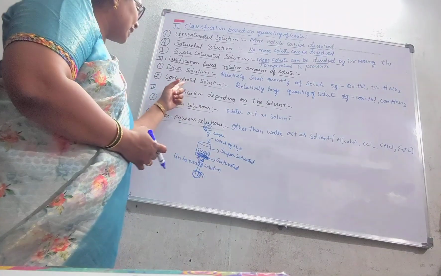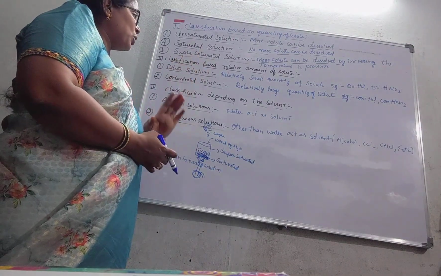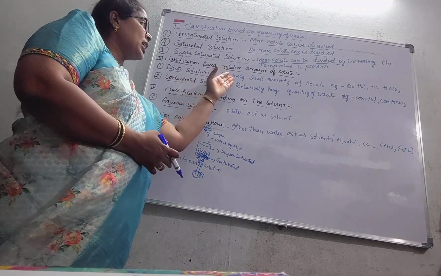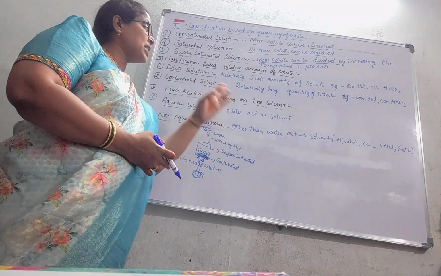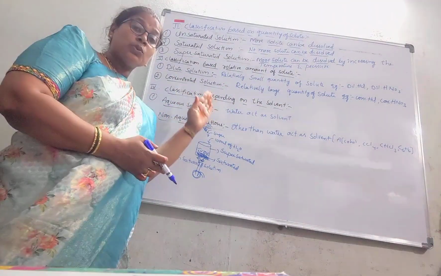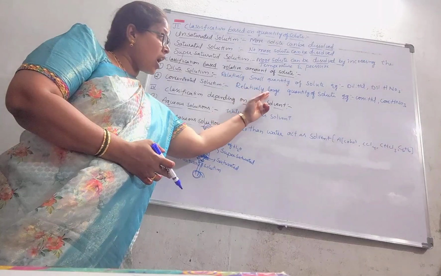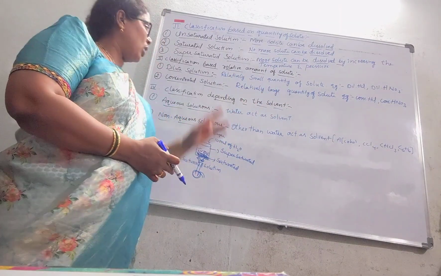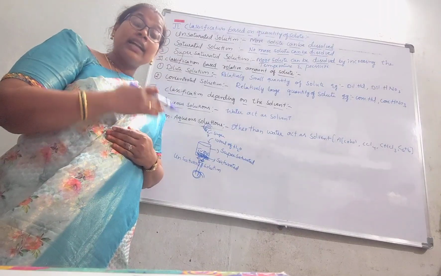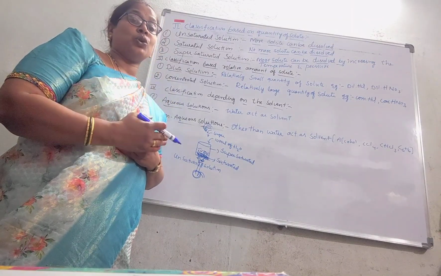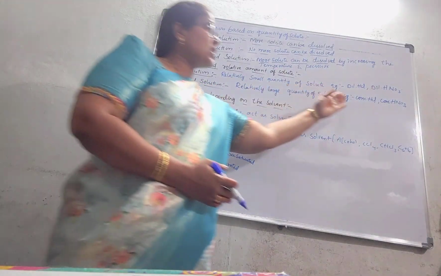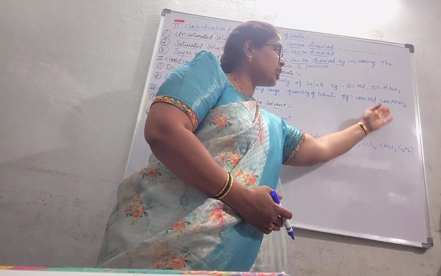Then the second one, based on relative amount of solute, is concentrated solutions. Here, instead of a relatively small quantity of solute, there is a relatively large quantity of solute. The solutions which contain a relatively large quantity of solute are called concentrated solutions. Examples are concentrated HCl and concentrated HNO3.